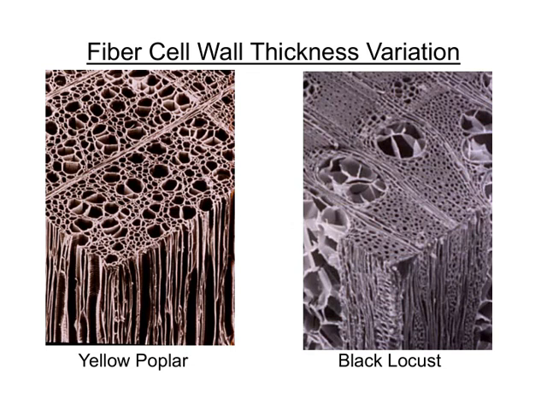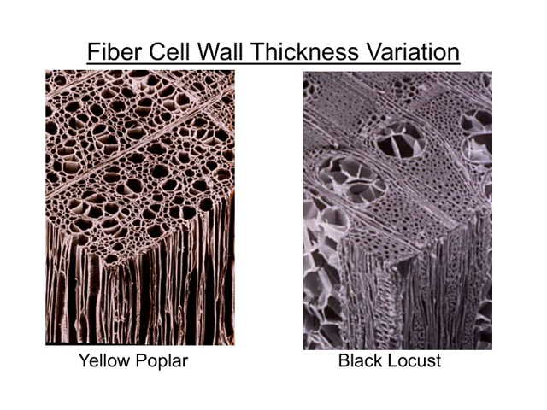Let's take a closer look at fiber cell wall thickness variation, focusing on yellow poplar and black locust. As you can see, these two species exhibit different patterns in their cell wall thickness, which can have significant implications for their mechanical properties and utility in various applications. Yellow poplar generally has a thinner cell wall, making it lighter and perhaps more flexible, while black locust tends to have a thicker cell wall, which contributes to its strength and durability.